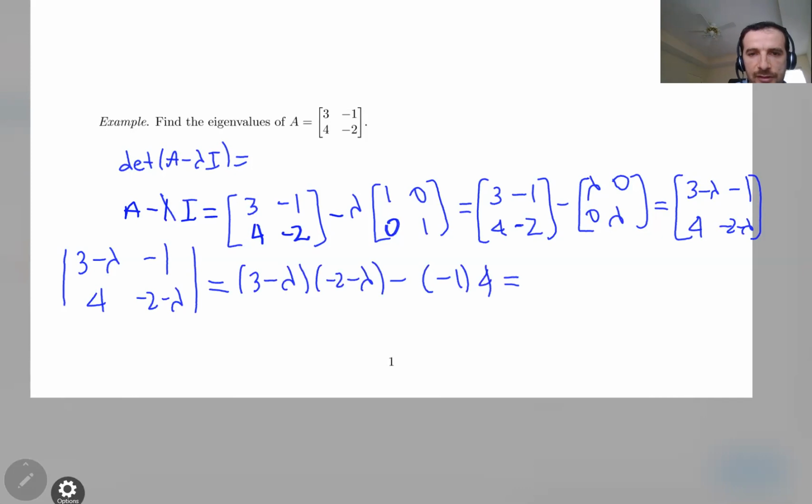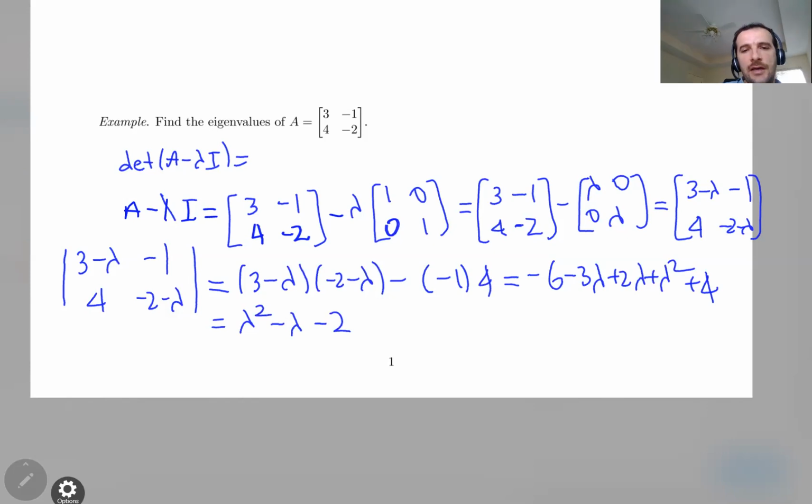All right, let me FOIL here. 3 times minus 2 is minus 6, minus 3 lambda. Minus lambda times minus 2 is plus 2 lambda. Minus lambda times minus lambda is plus lambda squared. And here minus 1 times 4 is plus 4. So if I simplify that, lambda squared, 2 lambda minus 3 lambda is minus lambda. Minus 6 plus 4 is minus 2.